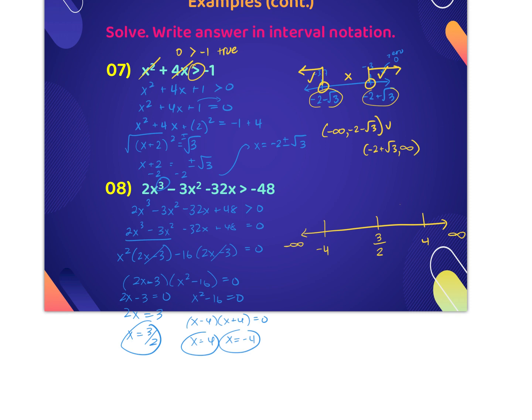And so like we talk about a million times, 0 is really a great one to use. So 0 we know falls in this section here. 0 is in this part. It's between negative 4 and 3/2. So let's try 0. 0 would cancel this one out, cancel this one out, and cancel this one out. And we would get that 0 is greater than negative 48. And that is a true statement. So we know that 0 is a solution.